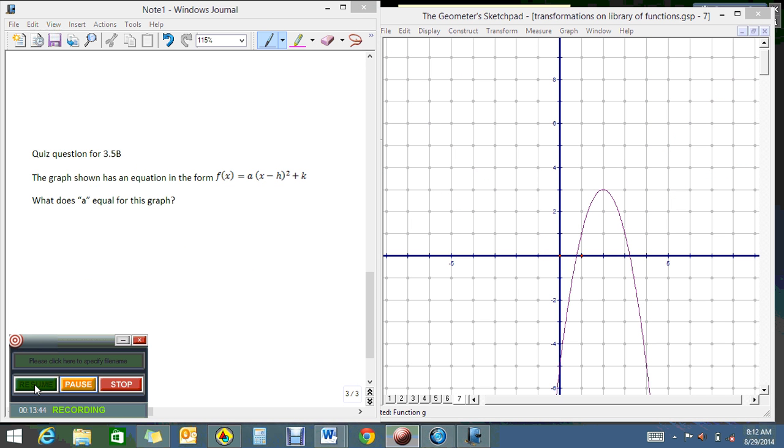Okay, so here's your quiz question for 3.5b. So looking at this graph, if you did the equation, it would be in the form a times (x minus h) squared plus k. So I want you to tell me what a is for this graph. Okay, so just write it as a single number. Don't forget to include whether it's positive or negative, but just a single number, and write that in the quiz on Canvas.